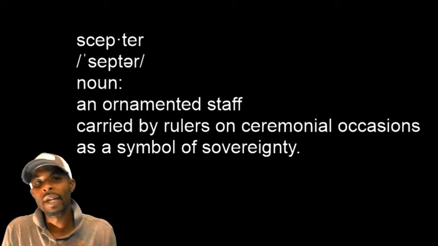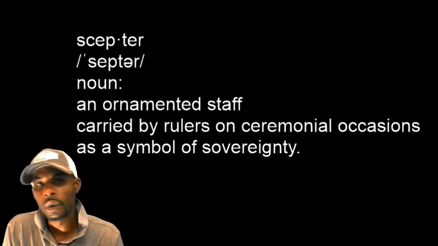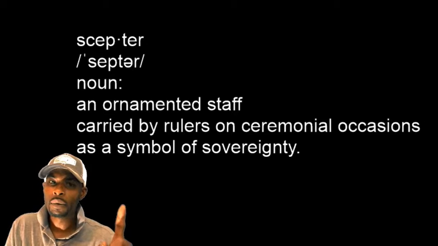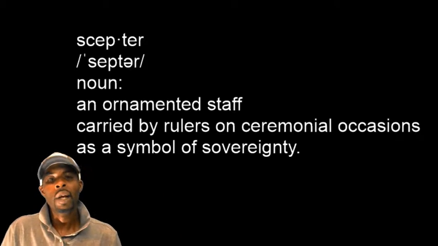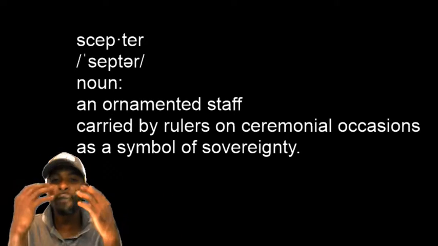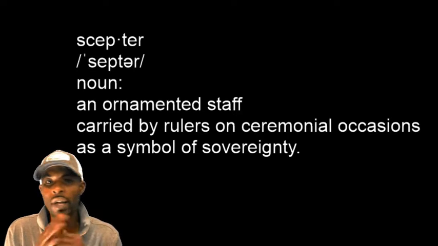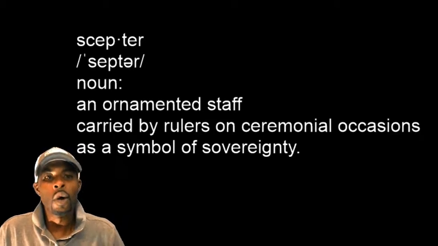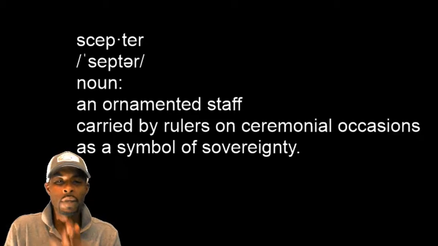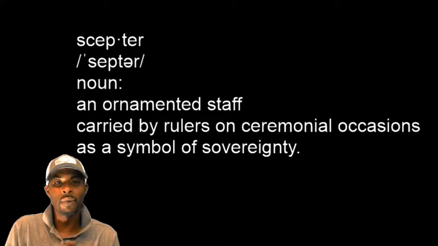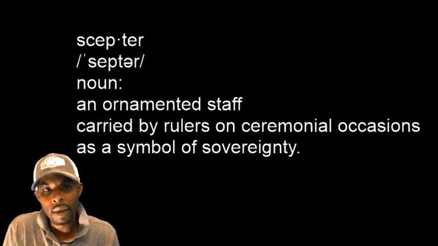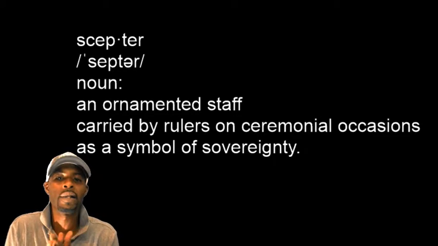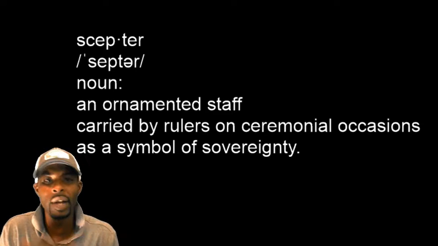Okay, so it's an ornamented staff carried by rulers, right? On ceremonial occasions as a symbol of sovereignty, right? So the symbol of sovereignty lets you know you're free in the mind. It's your mind. You have the free will to think how you want to think, right? So symbol means a sign for something. So it's a sign for sovereignty. All right. So you see all these symbols and things like that, understand that it's signifying something. And more than likely, it's always signifying something within yourself.